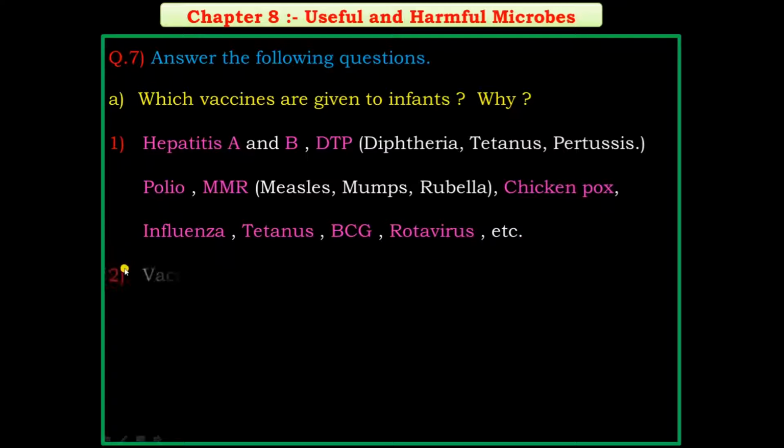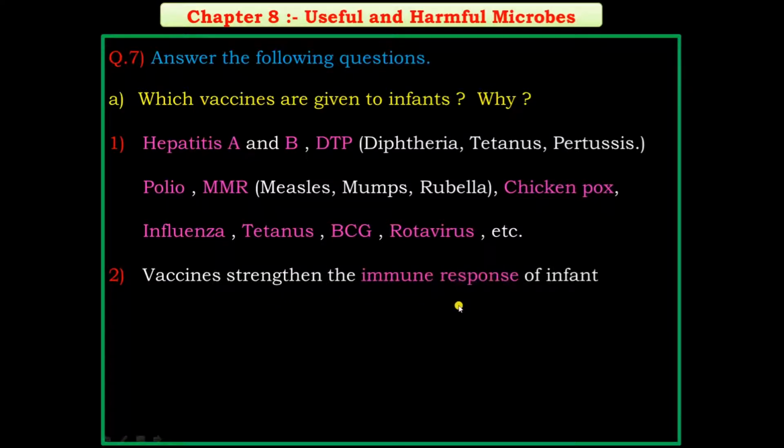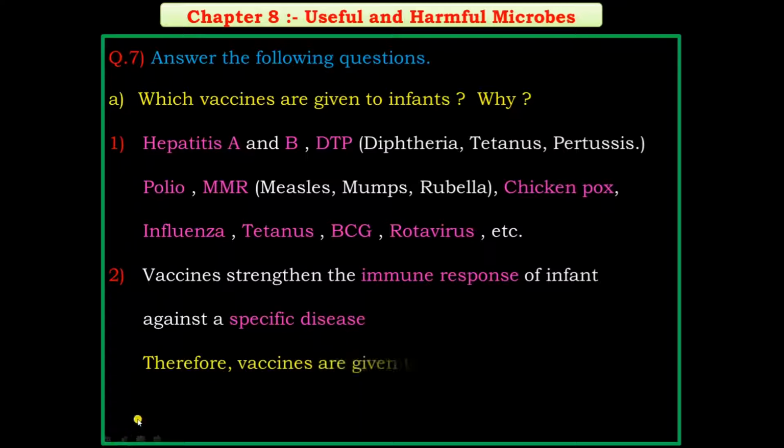Point number 2. Vaccines strengthen the immune response of infants against a specific disease. Therefore, vaccines are given to infants for preventing diseases.